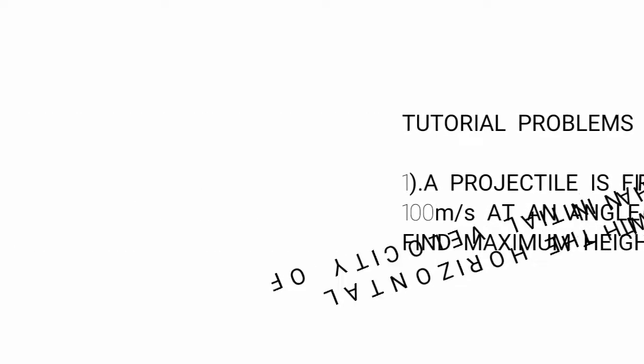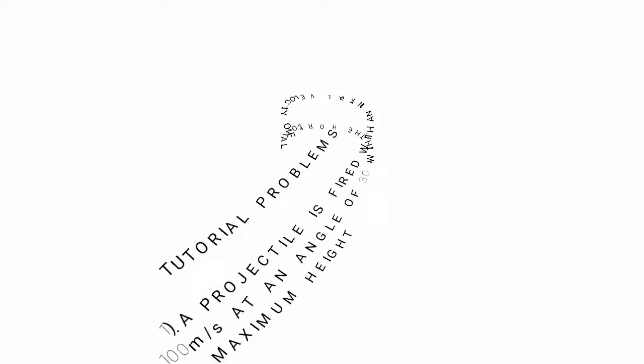Question 1 says, a projectile is fired with an initial velocity of 100 meters per second at an angle of 30 degrees with the horizontal. Find the maximum height. Let's tackle this problem. The first thing we are going to consider is the formula linking with the unknown. What is the formula? This formula states that u squared sine squared theta all over 2g is equal to the maximum height. We use this formula to approach this problem.